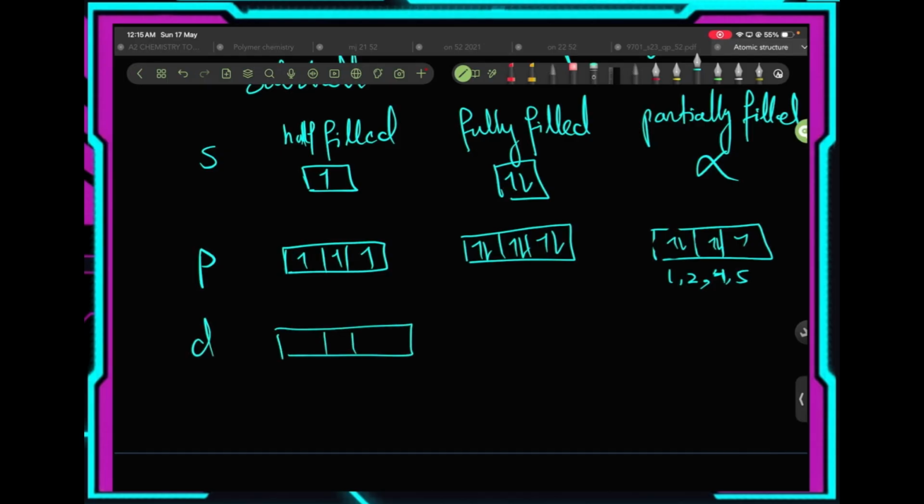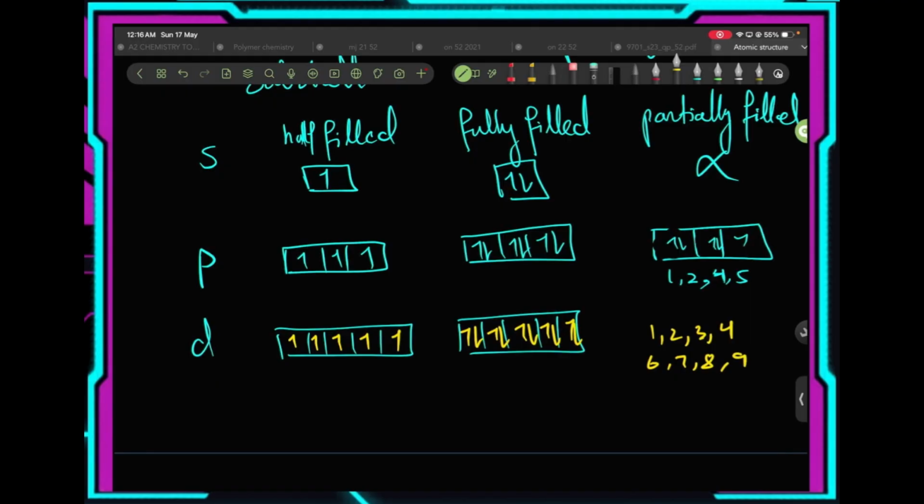d has a total of 5 orbitals. So how many electrons should it have to be half filled? It should have 5 electrons. What about the fully filled arrangement for d? It should have 10 electrons. 1, 2, 3, 4, 5. This is half filled, and then 6, 7, 8, 9, 10. This would be the fully filled configuration. It's more stable this way. And what about partially filled? It can have 1, 2, 3, 4. We skip 5, and 6, 7, 8, 9.